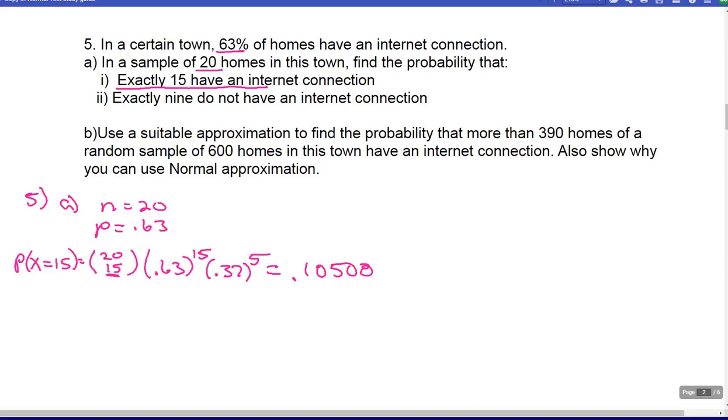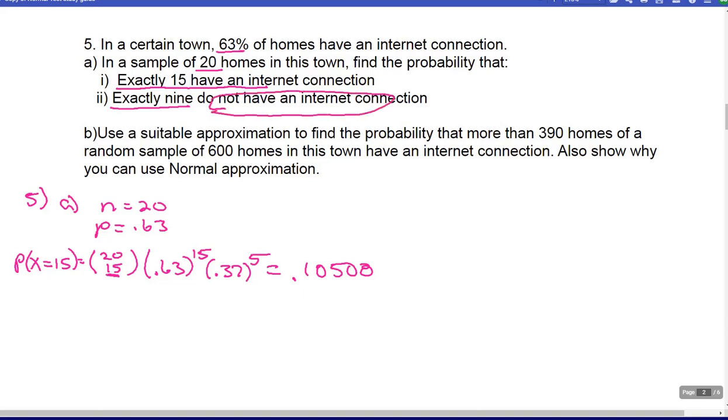All right. So what about part 2? How do I find that exactly 9 do not have the internet connection? You can basically do the same thing, but for the failures you would put 9. In this case, what am I interested in? Exactly 9 do not have an internet connection. More specifically, not having an internet connection, right?